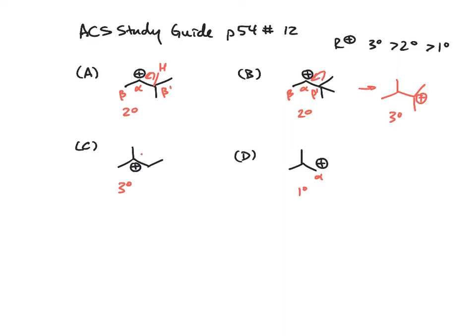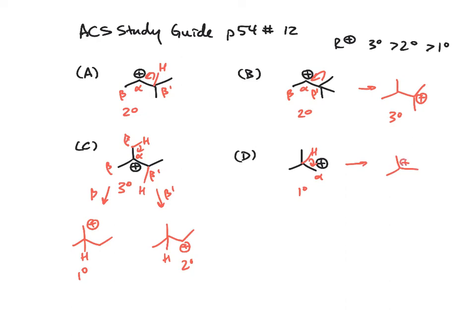So if we look at C, we have beta. Those betas are the same, then you have beta prime. If you try to move any group from those, you're going to go from tertiary to primary. So if this hydride moved over, that's not allowed. Or if you look at beta prime, you're going from tertiary to secondary. And again, that's not allowed. In D, this moves over. So that gives you tertiary, so that's allowed.